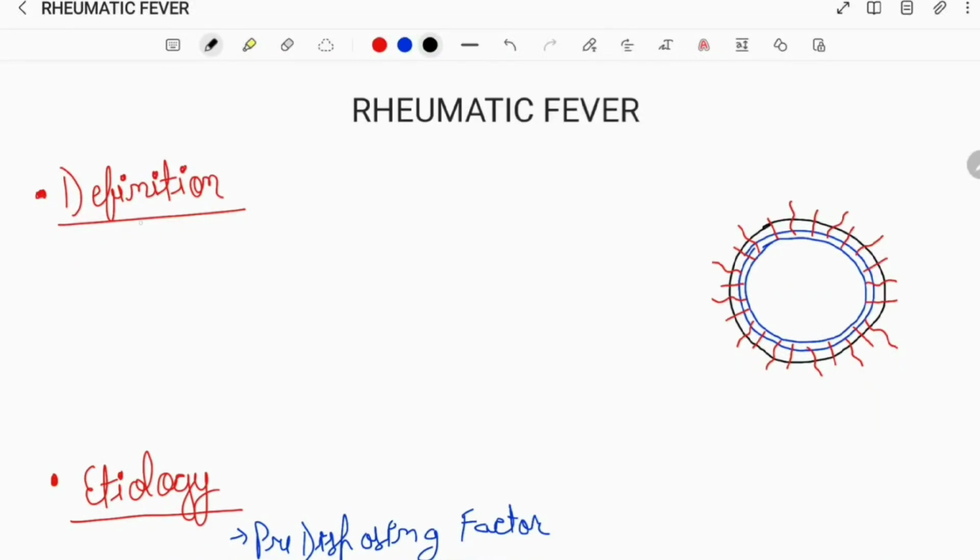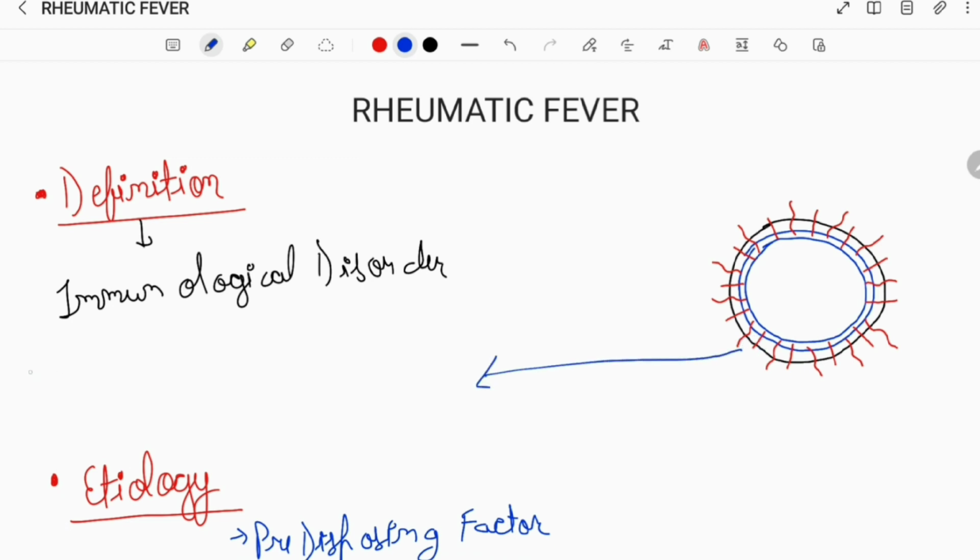Hey everyone, today I'll be talking about rheumatic fever. Rheumatic fever is defined as an immunological disorder which is caused by certain bacteria. To be more precise, which bacteria? Then it is said that it is caused by group A beta hemolytic streptococci.